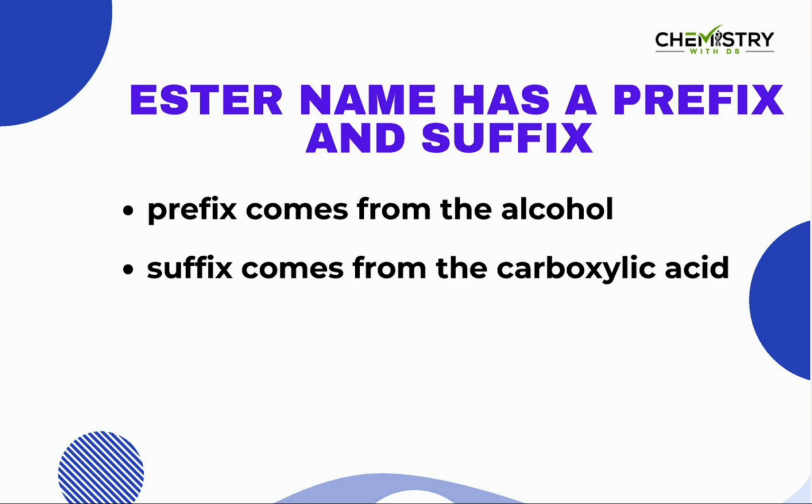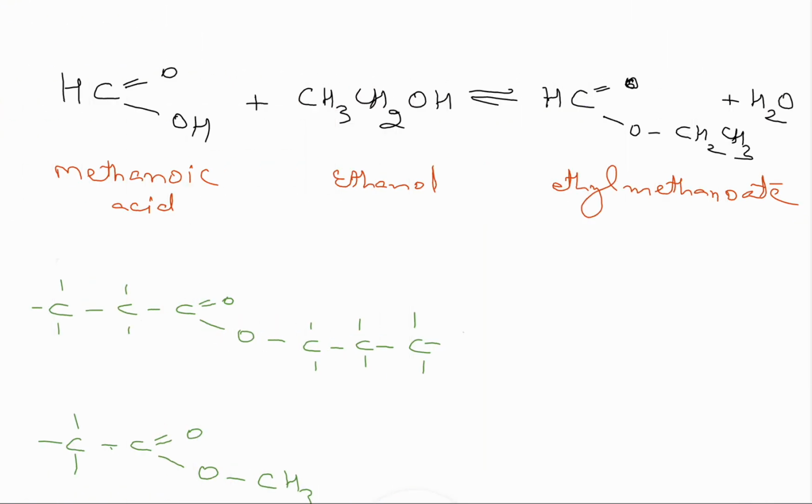Now the name of the ester has a prefix and a suffix. There are two parts of the name. The prefix, or the first part of the ester name, comes from the alcohol, and the second part comes from the carboxylic acid. Now let's see what happens when methanoic acid reacts with ethanol.